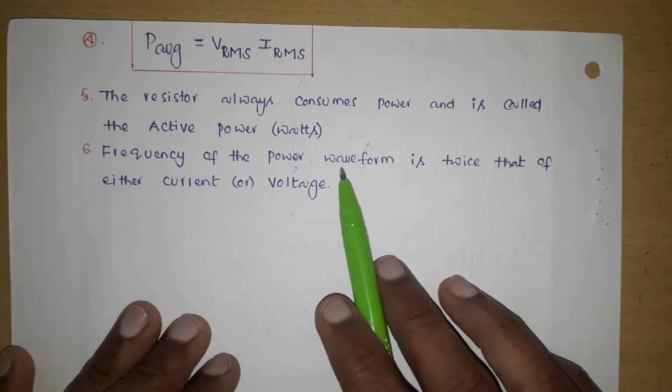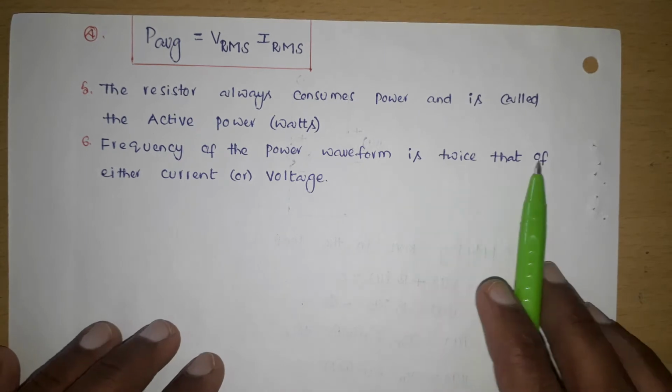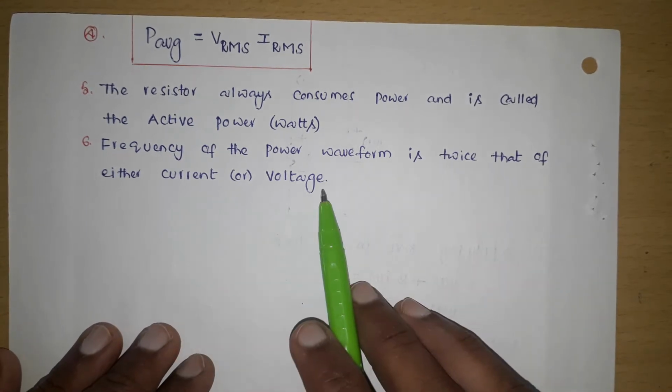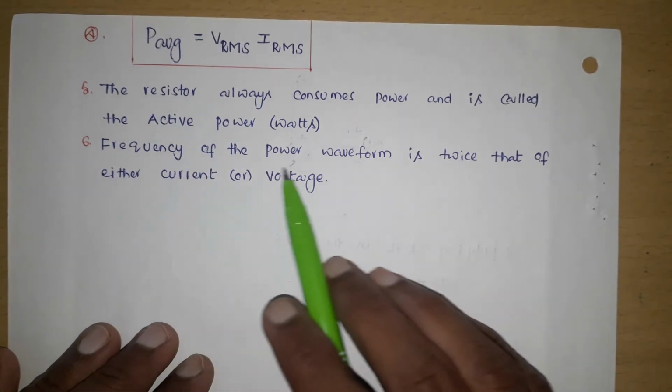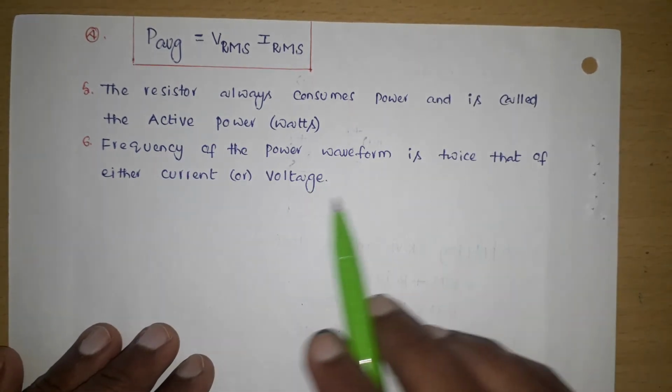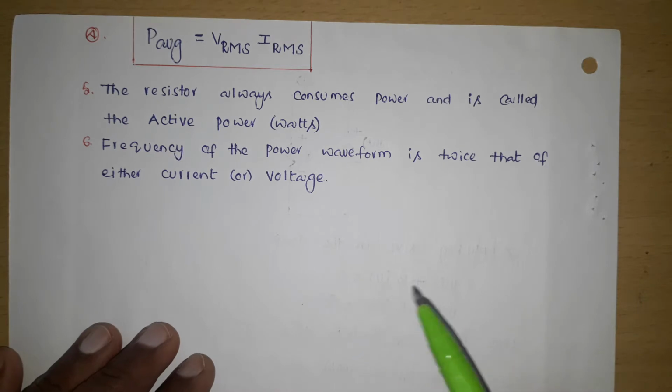So the frequency of the power waveform is twice that of either current or voltage. So here, the frequency of the power waveform is twice that of either current or voltage.